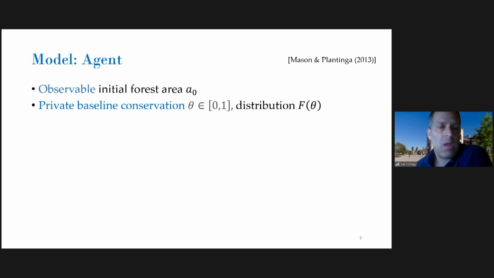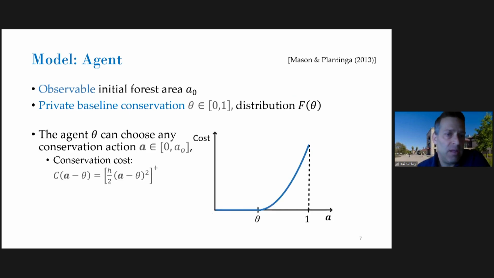What is not observed by the principal, or by us, is the private baseline conservation of the agent, which we denote by theta. This is some number between 0 and 1. You can think about this as the percentage of land he's conserving from his own land. It follows some distribution f theta, which I'm going to assume is known to the principal. The agent, with this type theta, can choose to conserve any amount of land between 0 and his own amount of land, so this is some upper bound.